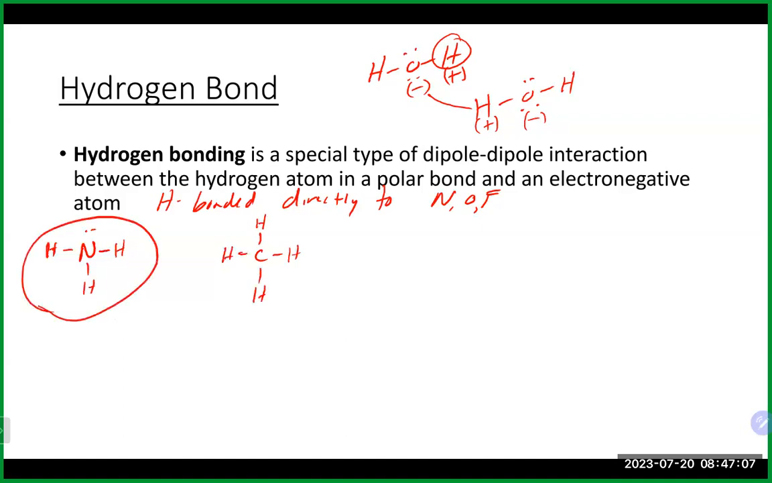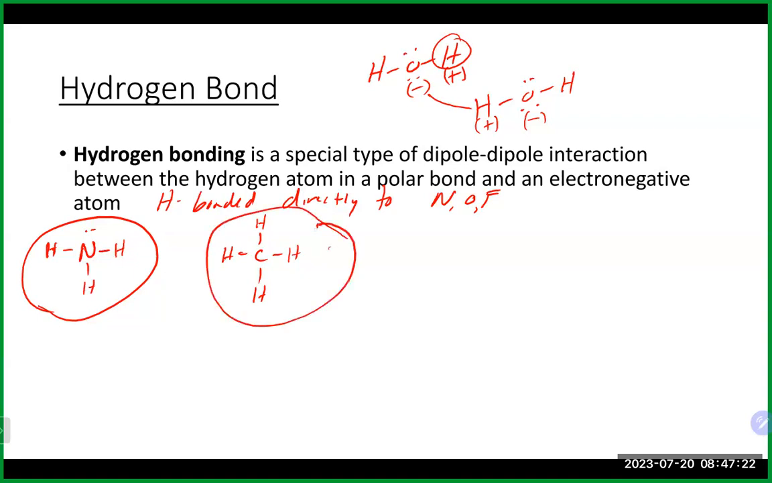Can this guy hydrogen bond? This guy can hydrogen bond. That is a nitrogen attached to a hydrogen. That is a polar molecule. So ammonia can hydrogen bond. Can this guy hydrogen bond?